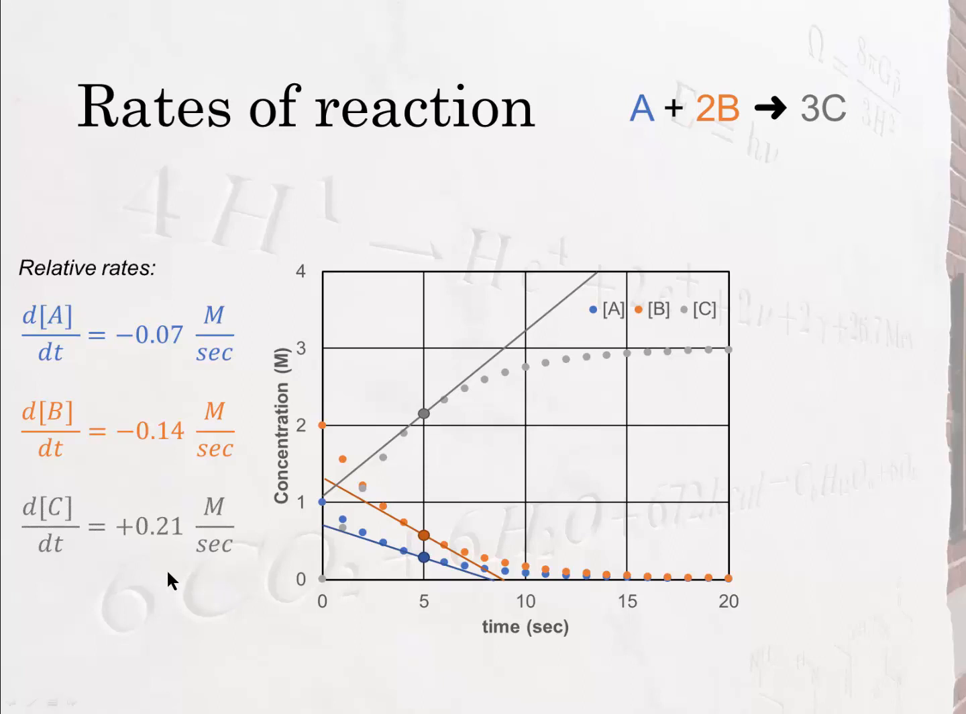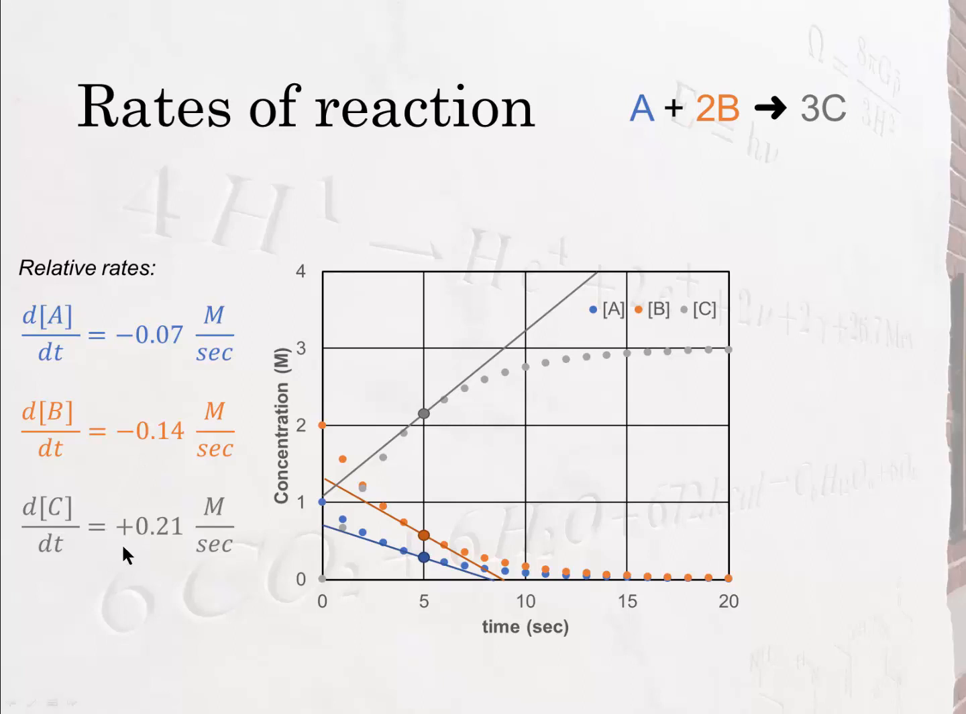The 3 rates that we've measured at 5 seconds are called relative rates, and they're related by the stoichiometry of the balanced equation. B decreases twice as fast as A because twice as many moles of B are consumed. The product C forms 3 times as fast as A because 3 moles of C are formed for every 1 mole of A. Notice also that the reactants have negative relative rates while the products are always positive.